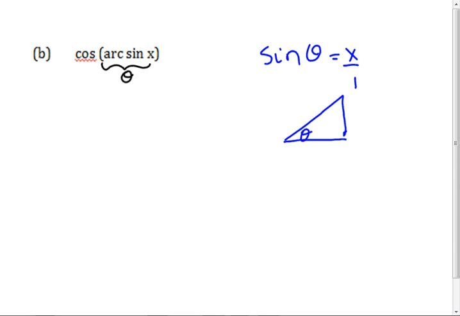Do you have your triangle drawn? Good. Oh, he is way ahead of me. So this is x, right? This is 1. Why am I doing this? Because we had to do some of this yesterday. 1 minus x squared, right? So what's the cosine?